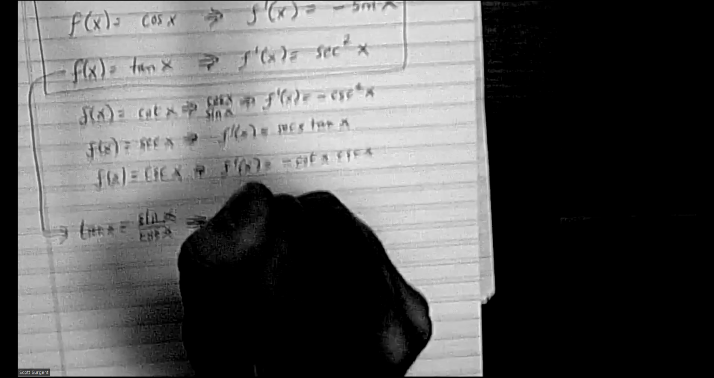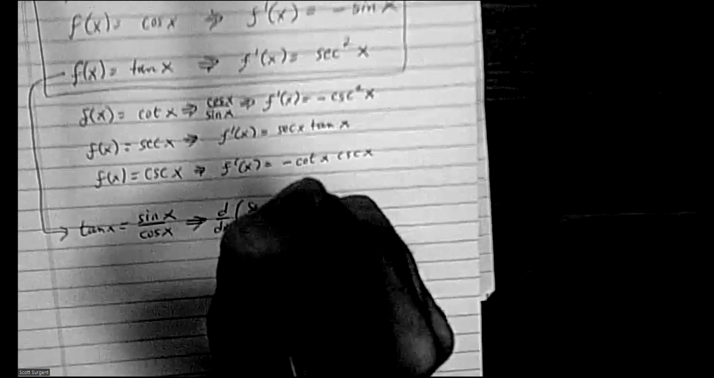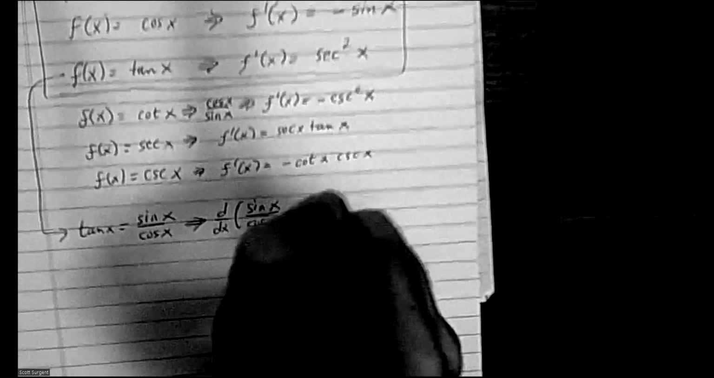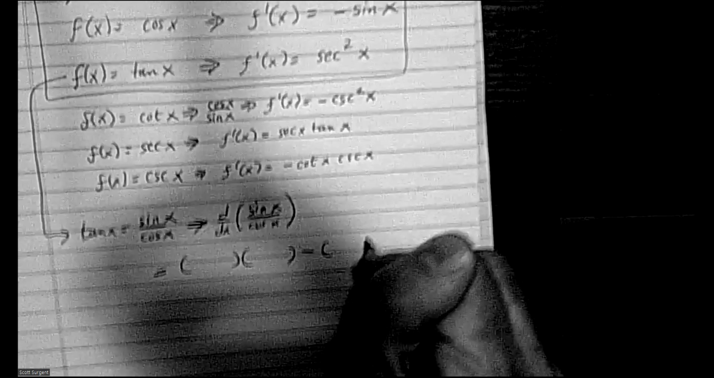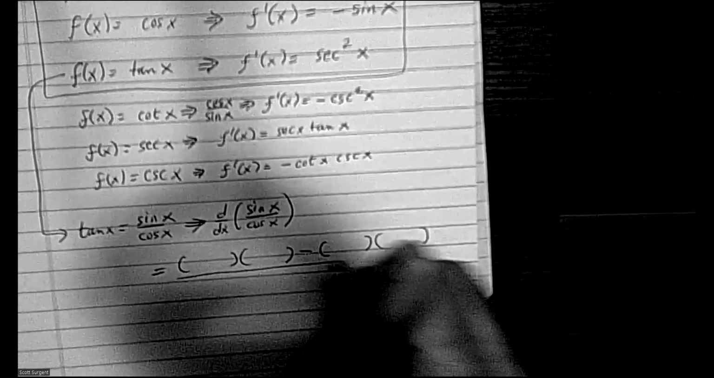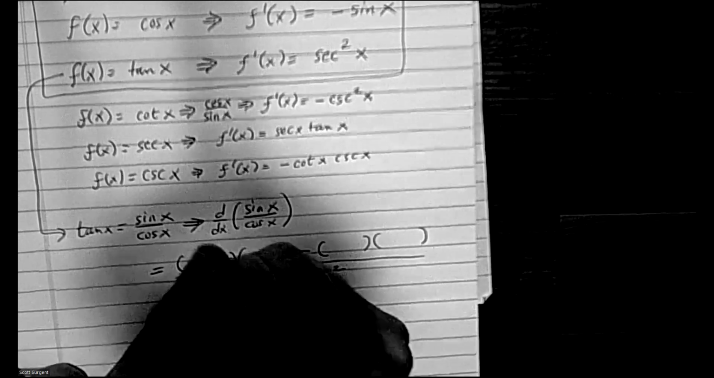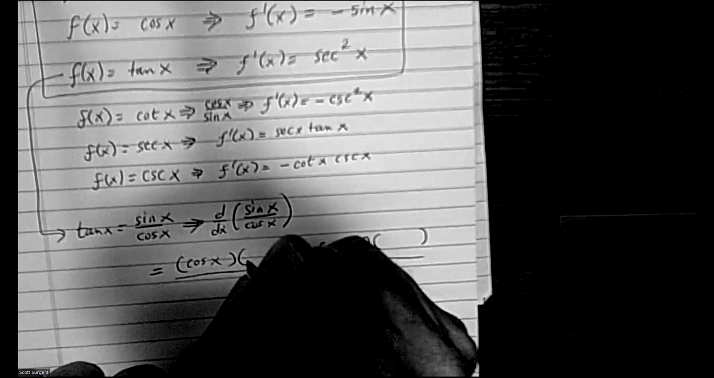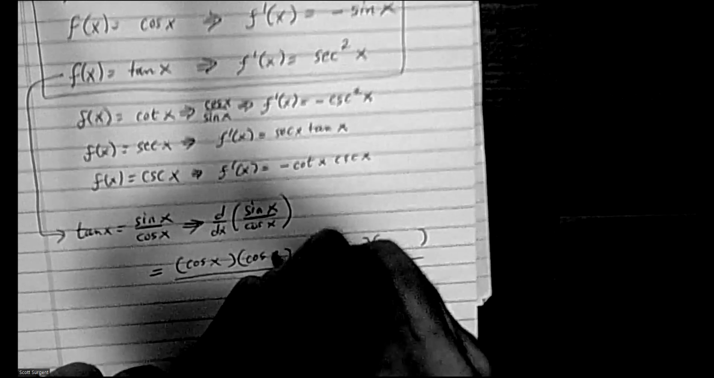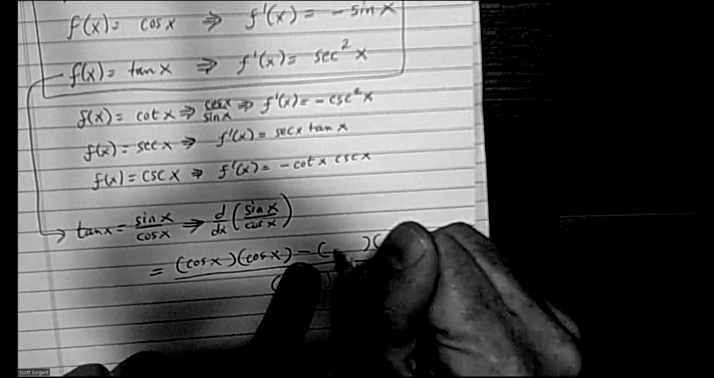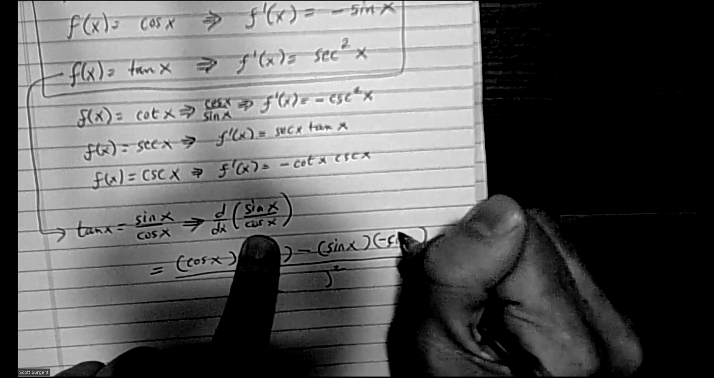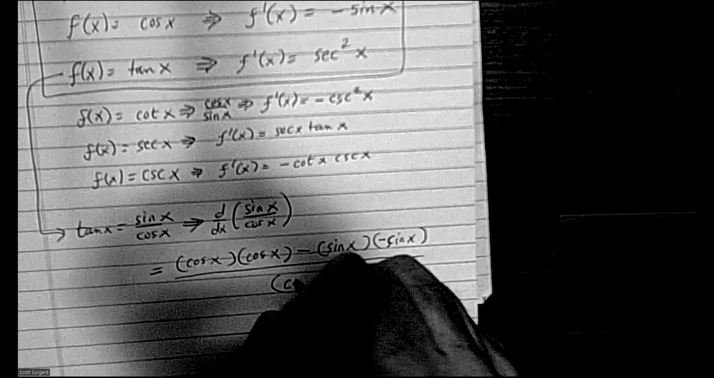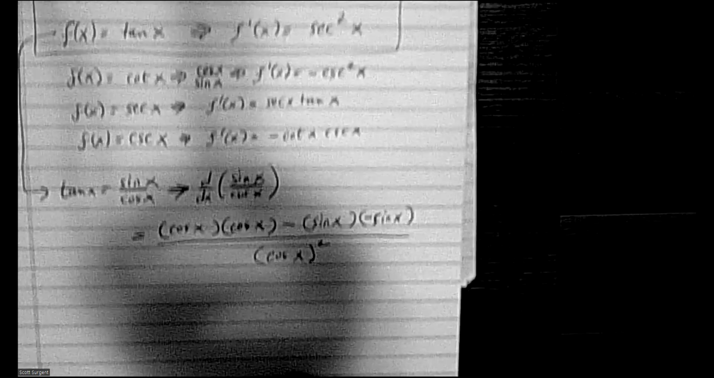So if I take the derivative with respect to x, I use the quotient rule. We might be jumping the gun a little bit here, but this will be coming up very soon, so you all need to know this. It's going to be the bottom, cos x, times the derivative of the top, which is cos x, minus the top, sine x, times the derivative of the bottom, which is negative sine x, all over cos x quantity squared.